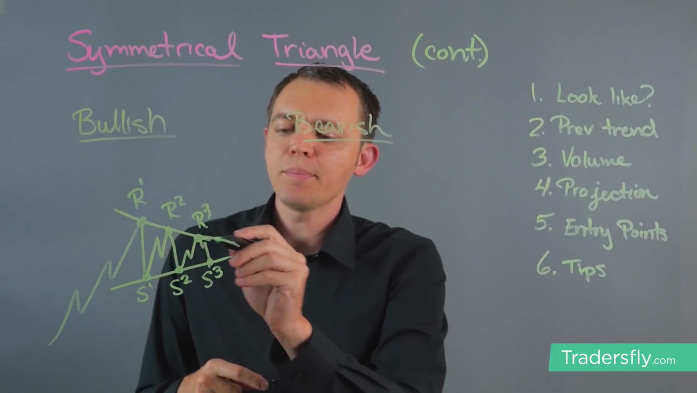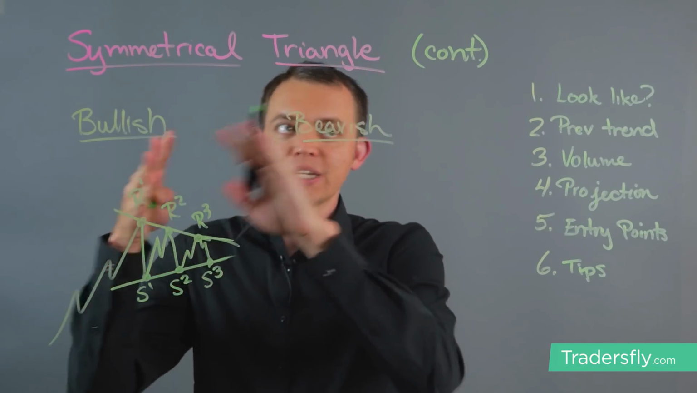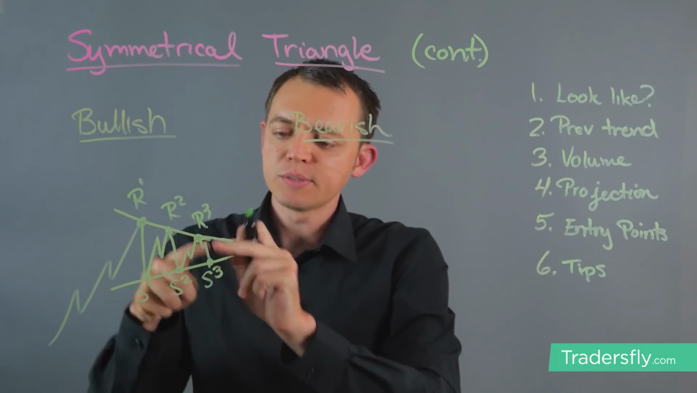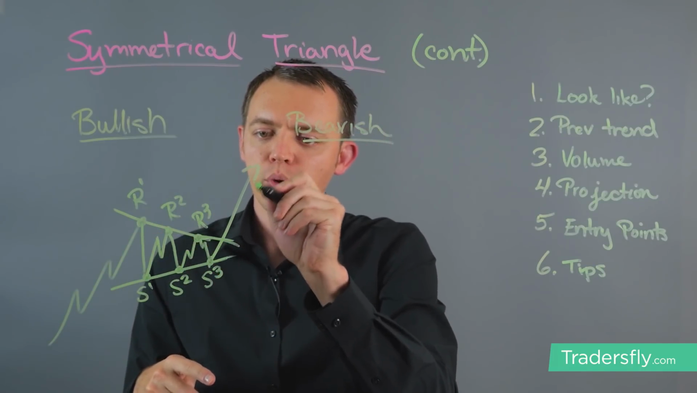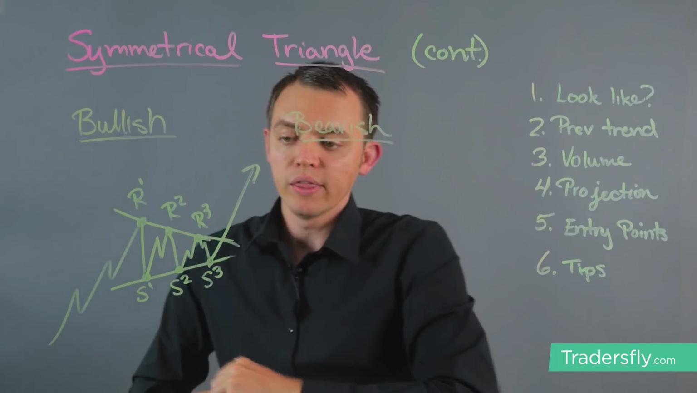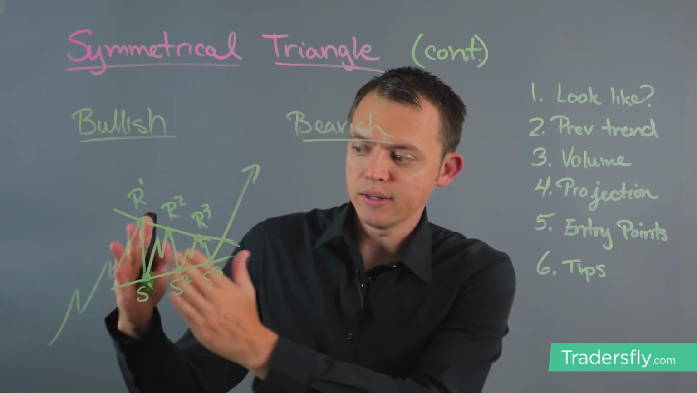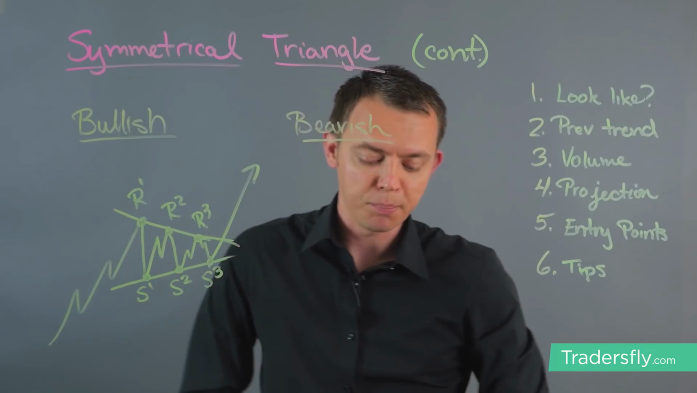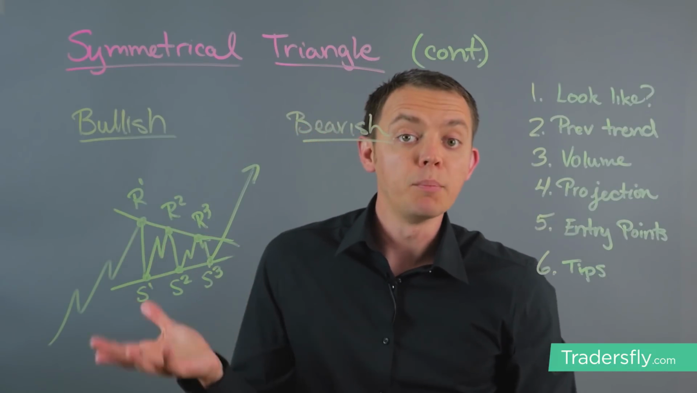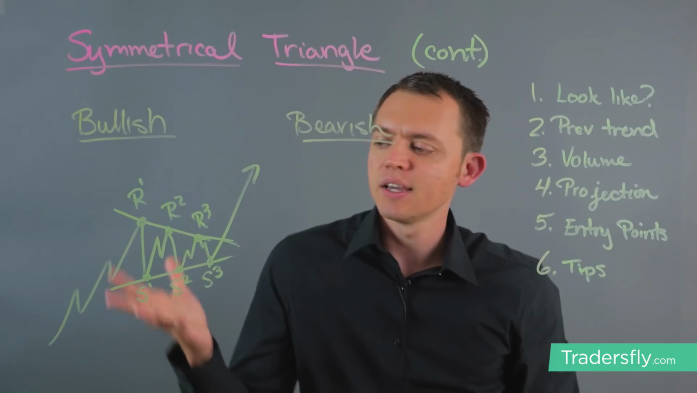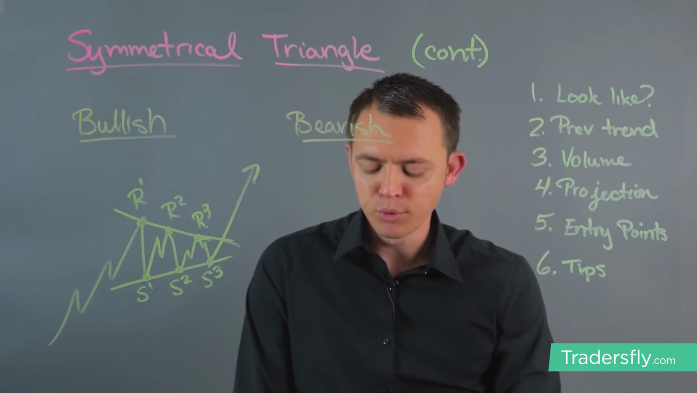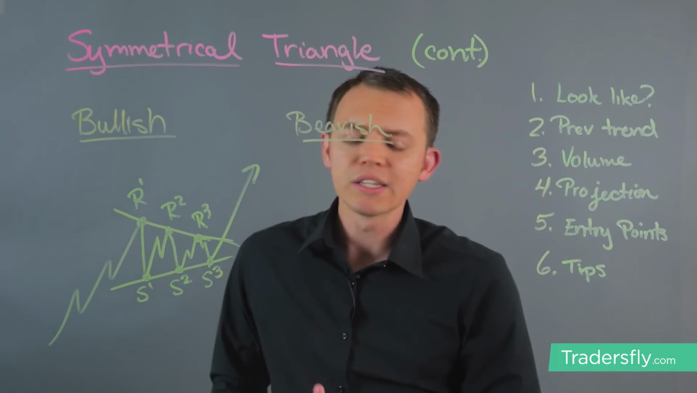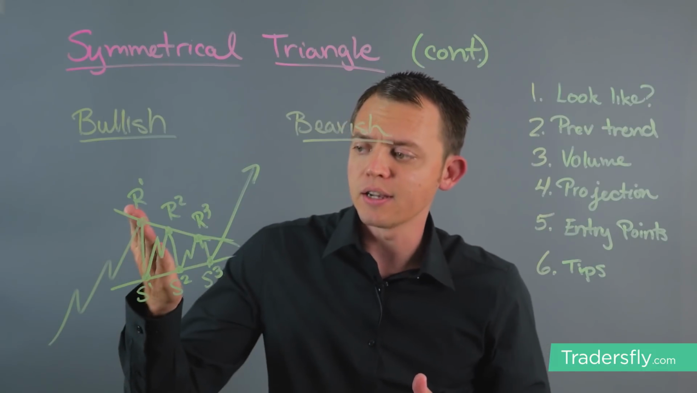Now, because it is a continuation pattern, this pattern eventually will break out in the same direction that it started from. So this triangle really was just a pausing moment, a moment for you to digest the upward trending movement, because that movement on the upside was a little too far too fast. So prices get a little stretched.